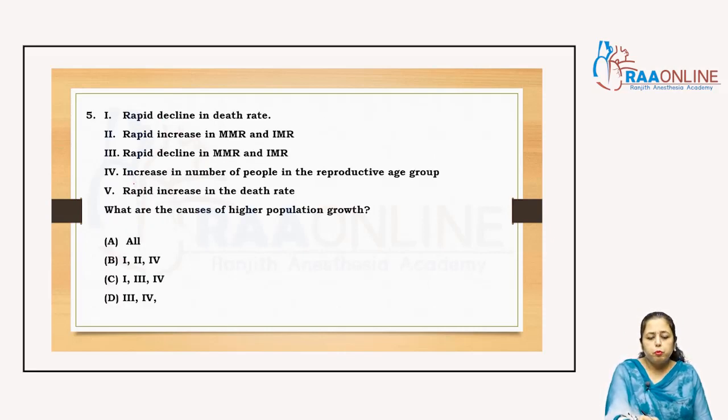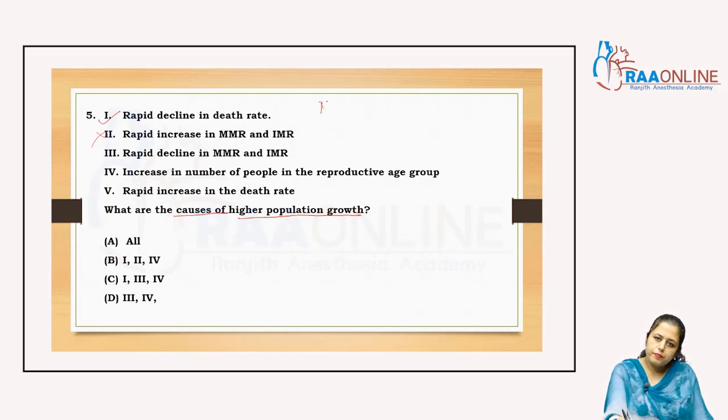These are some points and we have to choose the causes of higher population growth, right? What is the higher population growth? Rapid decline in death rate. Obviously, if the death rate declines and birth rate increases, then in that case what will happen? Population growth is high. Clear? Rapid increase in MMR and IMR, no. Maternal mortality rate and infant mortality rate. If it is increased, then what will happen?